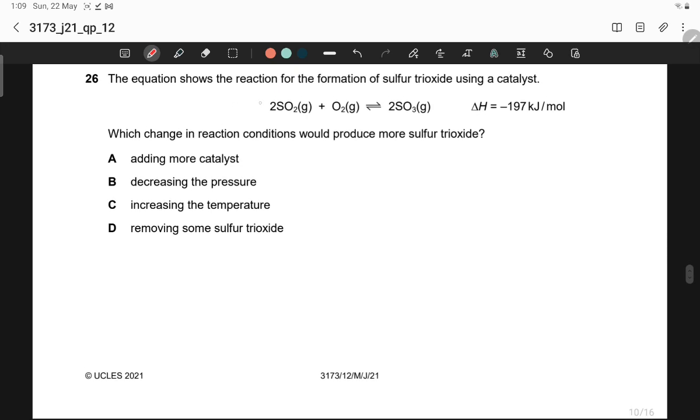The equation shows the reaction for the formation of sulfur trioxide using a catalyst. Which change in the reaction condition would produce more sulfur trioxide? Adding more catalyst does not affect the yield of the product. Catalyst only speeds up the rate of reaction.